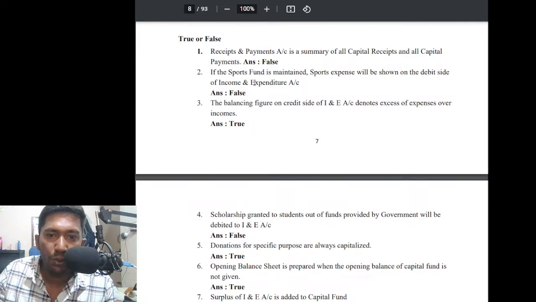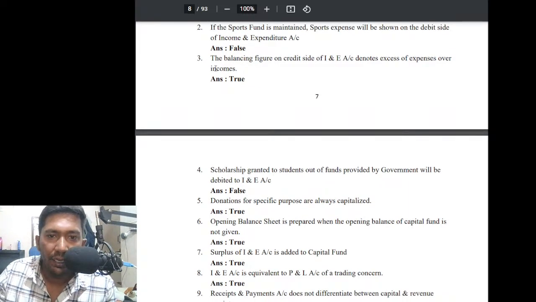If the sports fund is maintained, sports expenses will be shown on the debit side of the income and expenditure account. False. Okay, if you are maintaining a sports fund, then sports expenses will not be shown on the debit side.